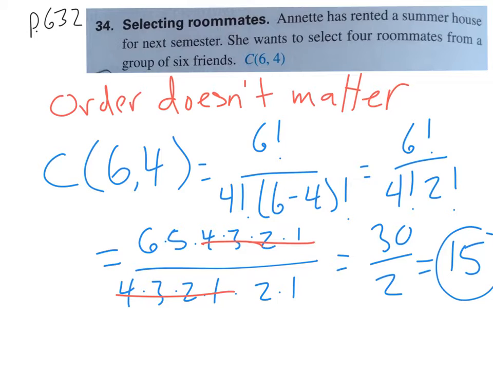And again, the first thing you always want to start with is figuring out if order matters or not. If order did matter in this case, we would be doing a permutation instead of a combination, and we'd get a different number at the end. So order doesn't matter in this case because she's just selecting the 4. She's not assigning them to specific cases. If you rearrange the order of the 4, you still have the same 4 roommates.